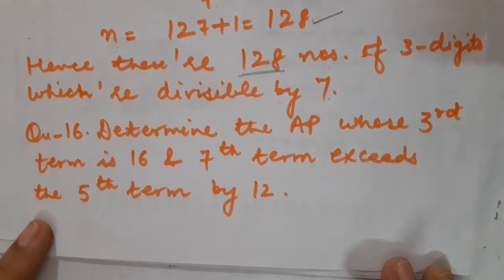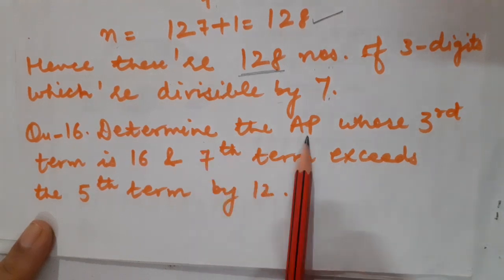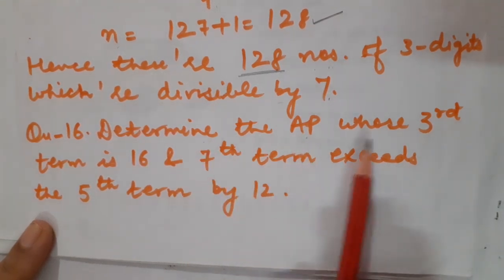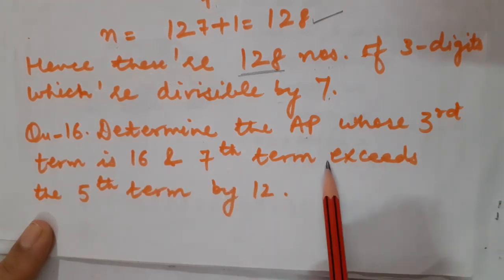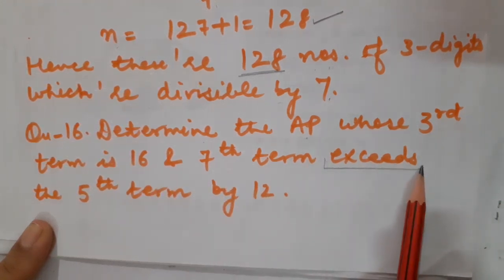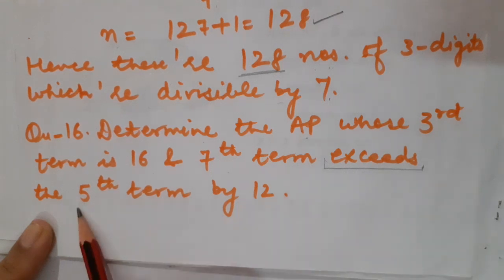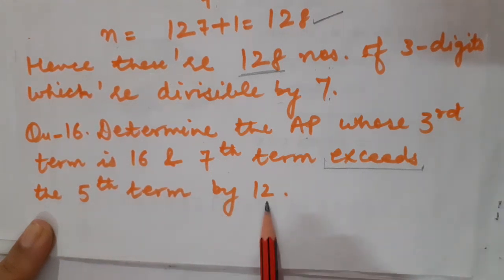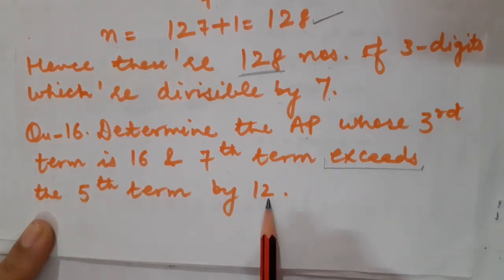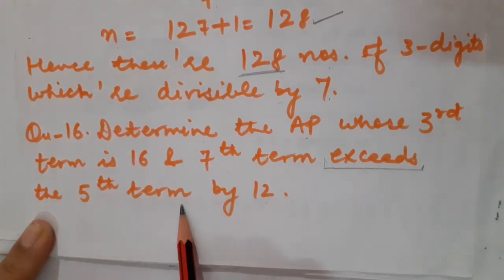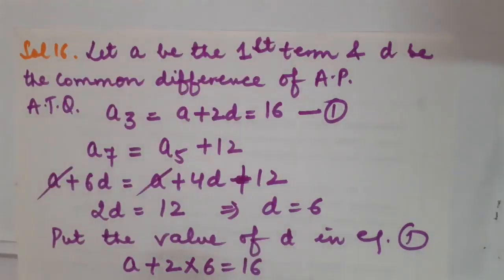This is question number 16, again based on the nth term of AP only. Determine the AP whose third term is 16 and whose seventh term exceeds the fifth term by 12. Exceed means more. So the seventh term is more by 12 than the fifth term of the AP. Correct? So this is the statement. Let us start the solution.